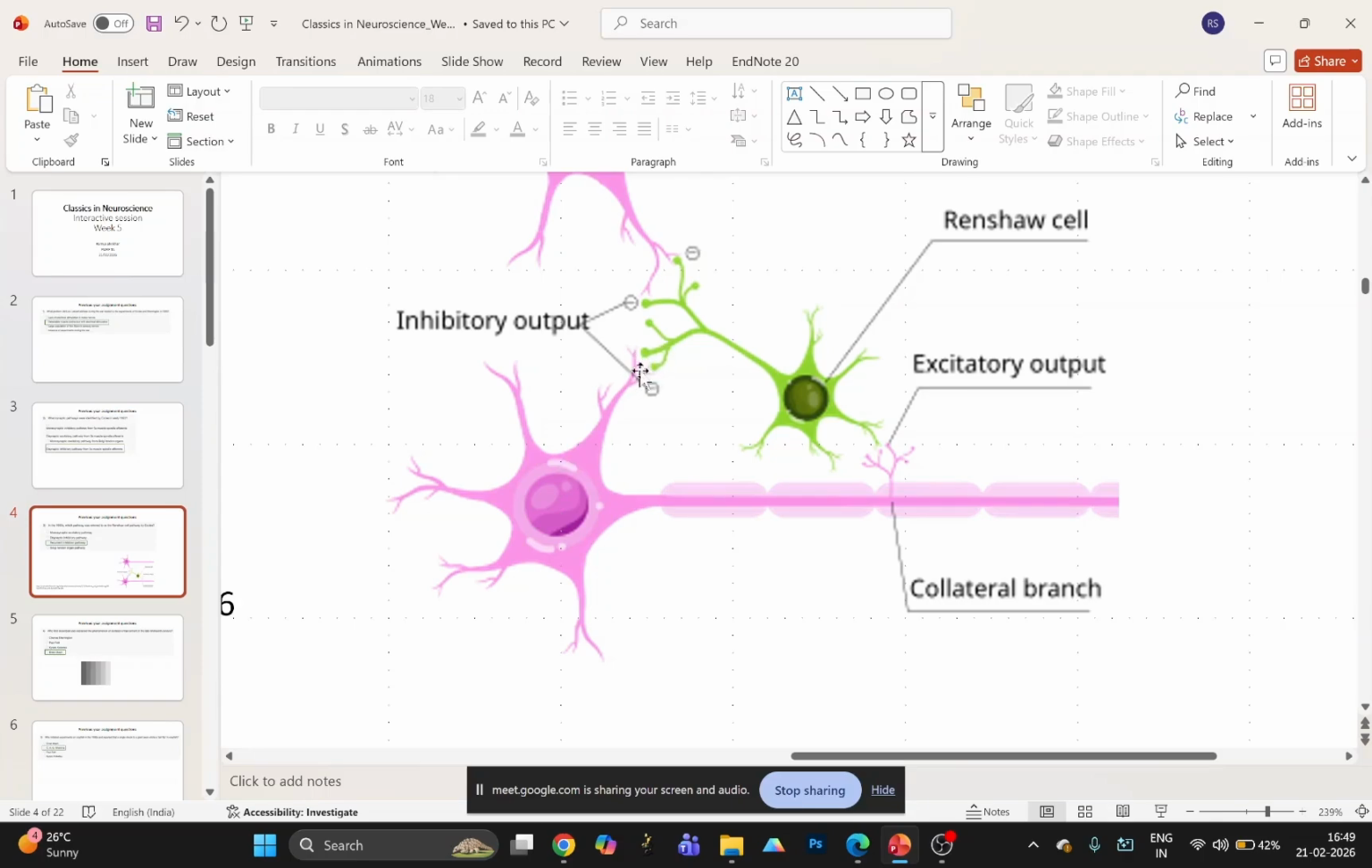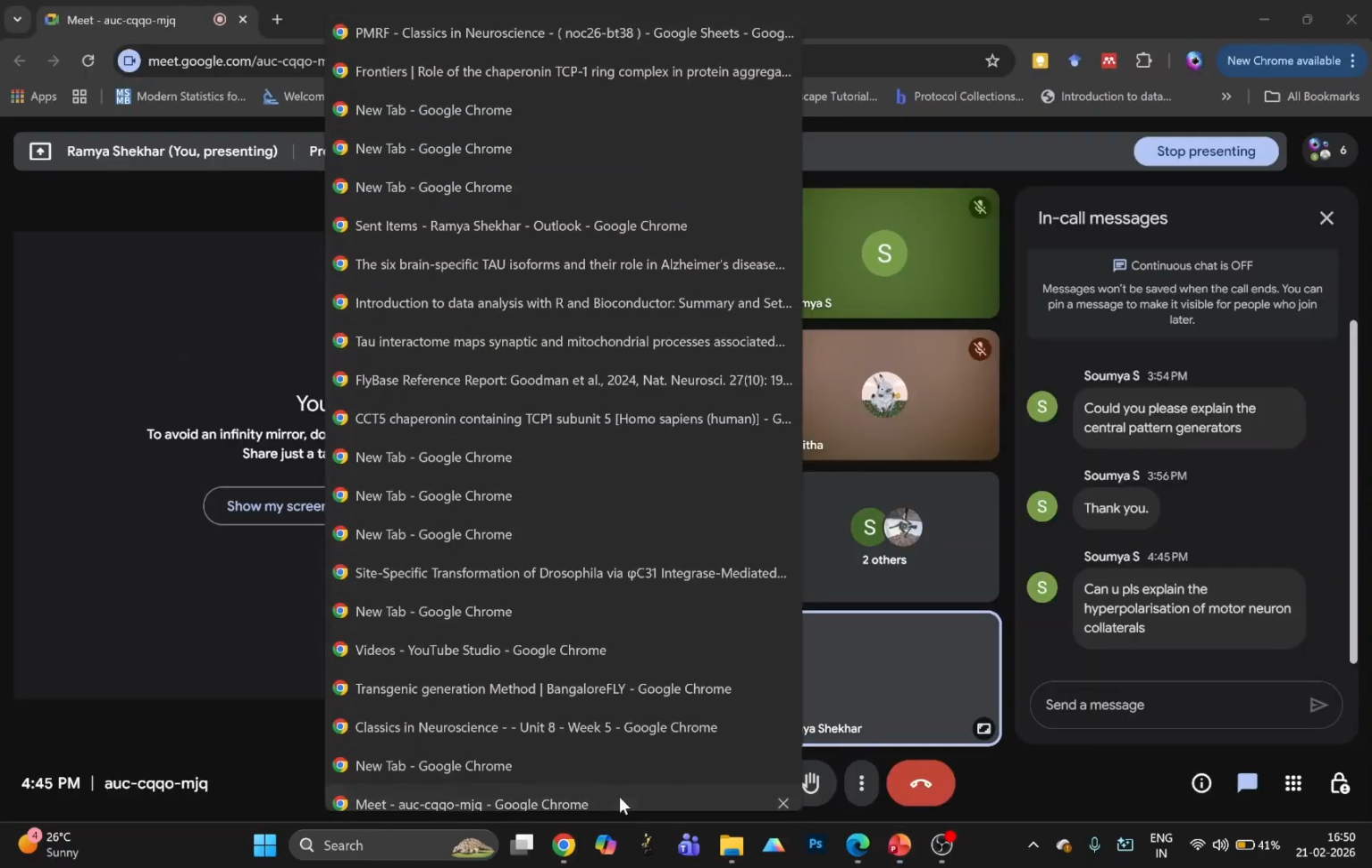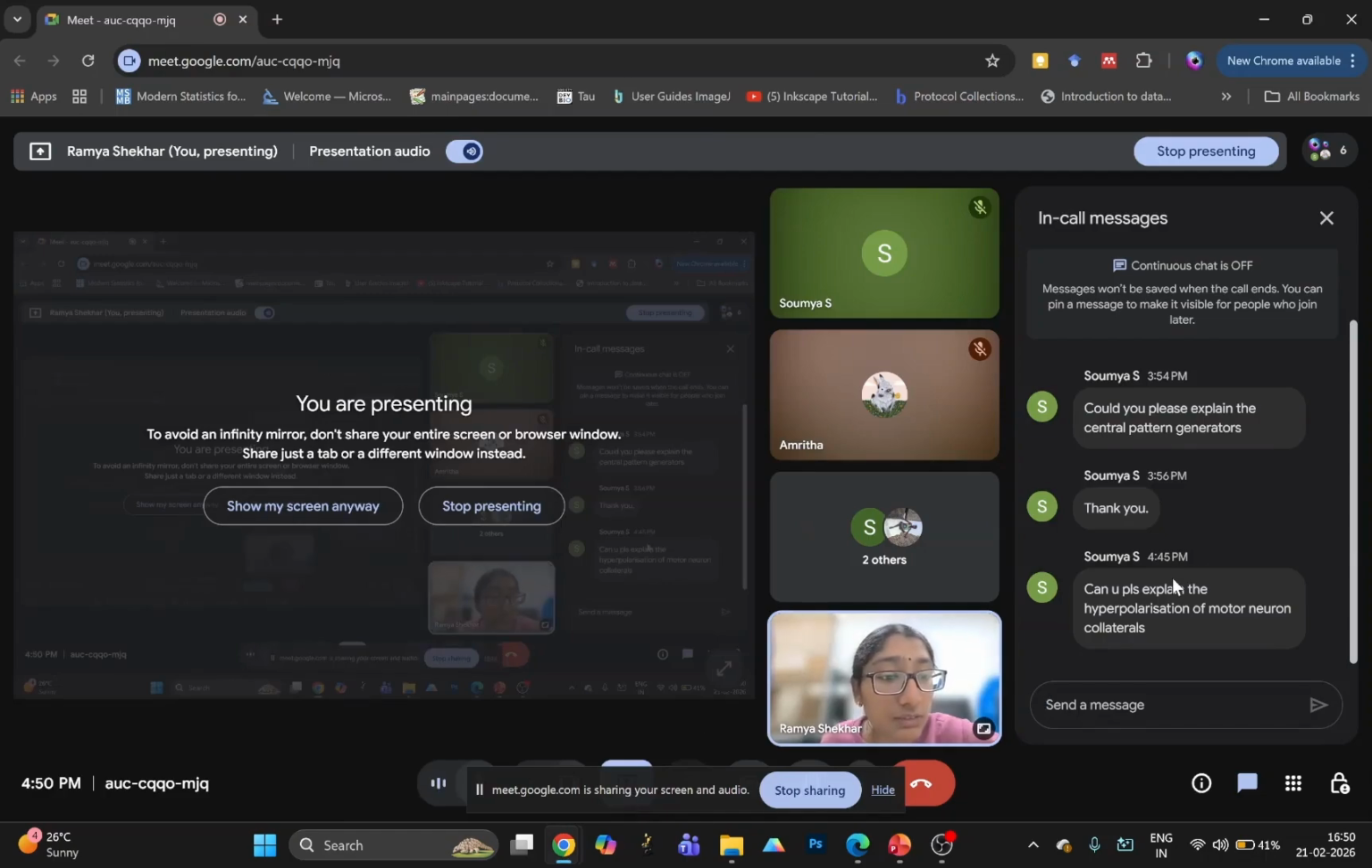These synapses are inhibitory, meaning they are releasing an inhibitory neurotransmitter, for example, GABA, such that the binding of GABA to its receptors will result in hyperpolarization of the cell body, and that causes inhibition. Is that clear? Did I answer your question?